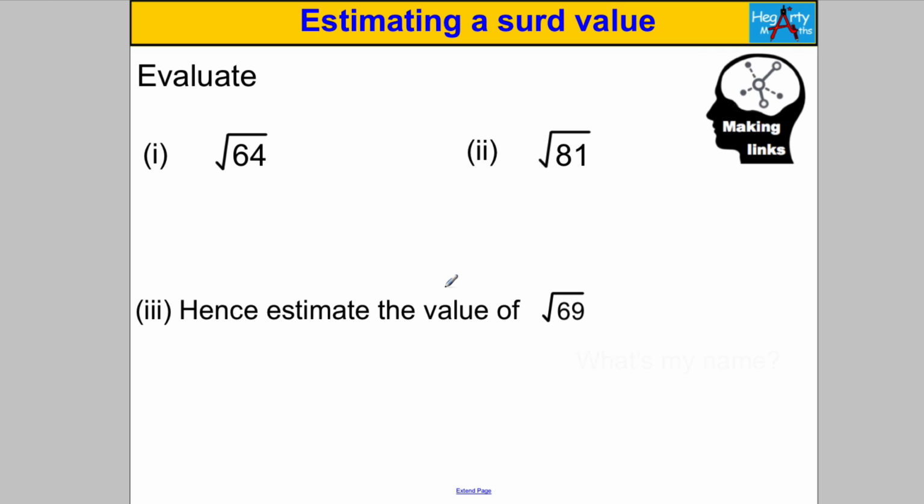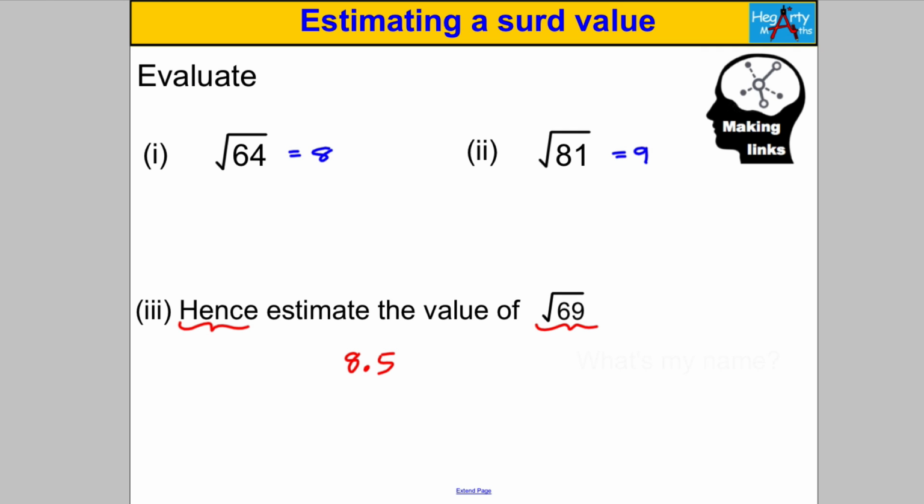Now, imagine I ask you to evaluate root 64 and root 81. Hopefully you'll know what they are. Remember, that means the positive square root. So square root 64 is going to be 8 and square root 81 is going to be 9, right? Now what if I asked you, it says hence, that means use the knowledge above, estimate the value of the square root of 69. Well, if the square root of 64 is 8 and the square root of 81 is 9, the square root of 69 is some number between 8 and 9, isn't it? So a good guess or a good estimate might be 8.5, right?